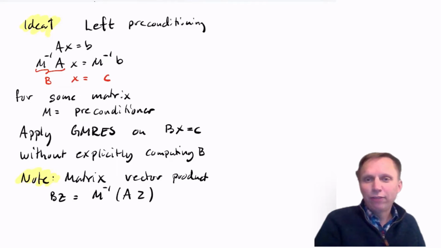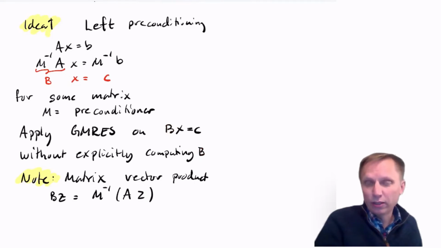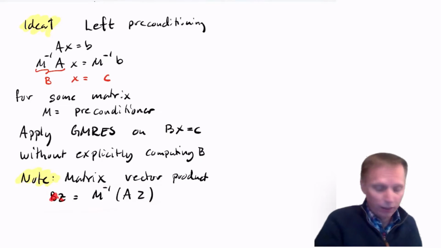So I said effectively apply GMRES because we are not explicitly going to compute the B matrix. We're only going to compute the action of the B matrix onto some vector. So wherever we have a matrix vector product, we will instead replace it by M inverse A z.